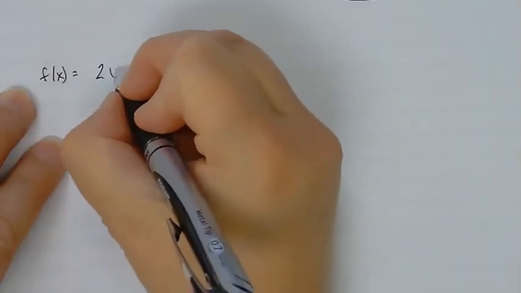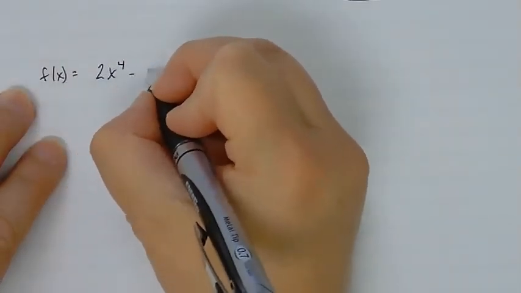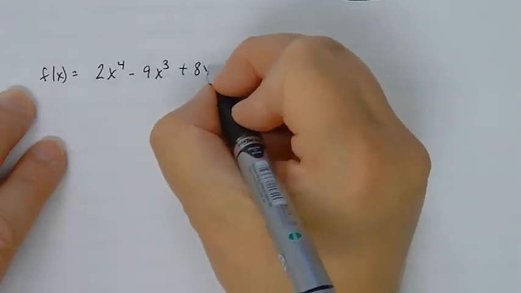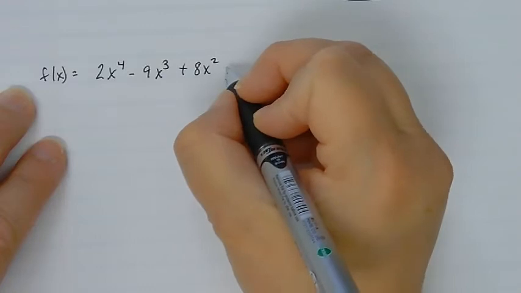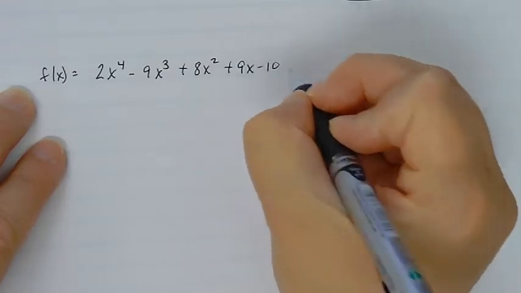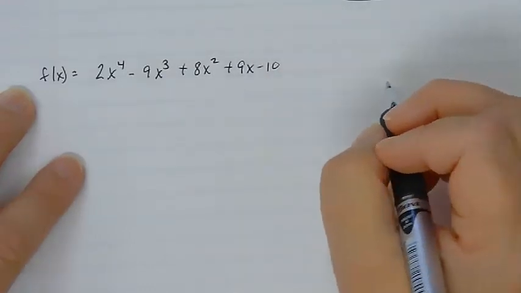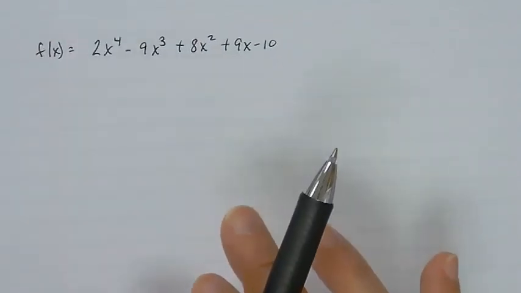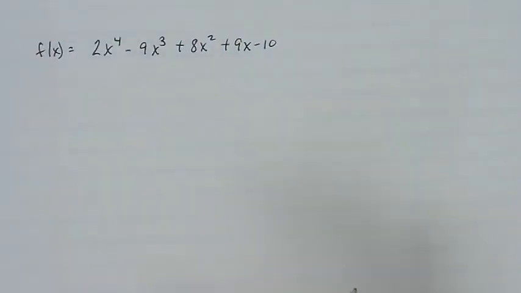2x to the 4th minus 9x cubed plus 8x squared plus 9x minus 10. So I know that this one is going to have 4 zeros. They could all be real. There could be some real and some imaginary.